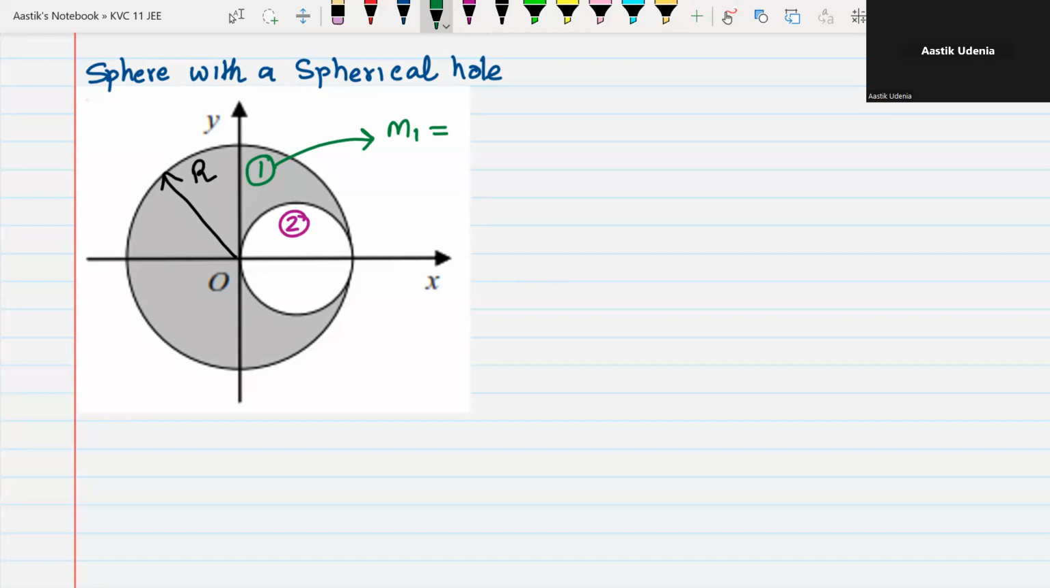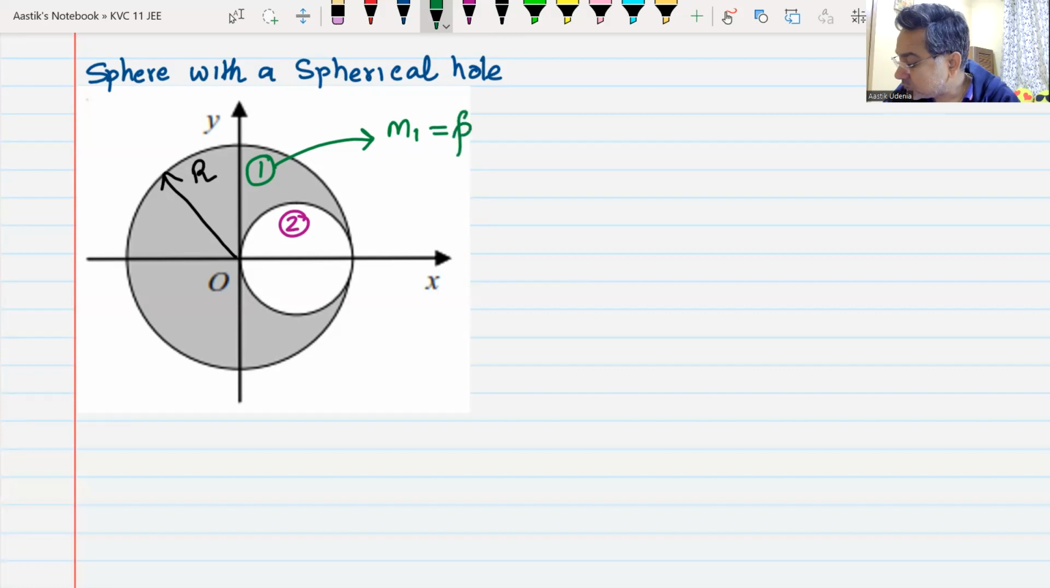What will be the value of m1? 4/3 pi r cube, sir. What about rho? There must be mass density also. So rho multiplied by 4 by 3 pi r cube. This rho is mass per unit volume, your original density.